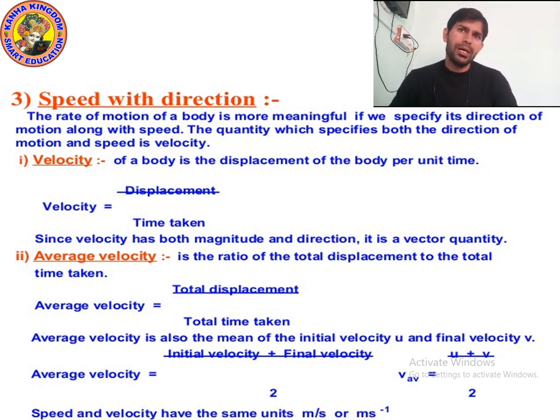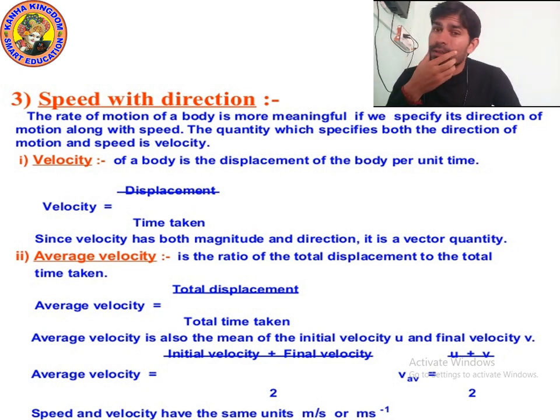The formula for velocity is displacement upon time. What is the SI unit of velocity? The SI unit of velocity and speed is the same. The SI unit of velocity is also meter per second. But velocity is actually the rate of change in speed. Change in speed means whenever we talk about speed, there will be two positions of velocity, initial velocity and final velocity.